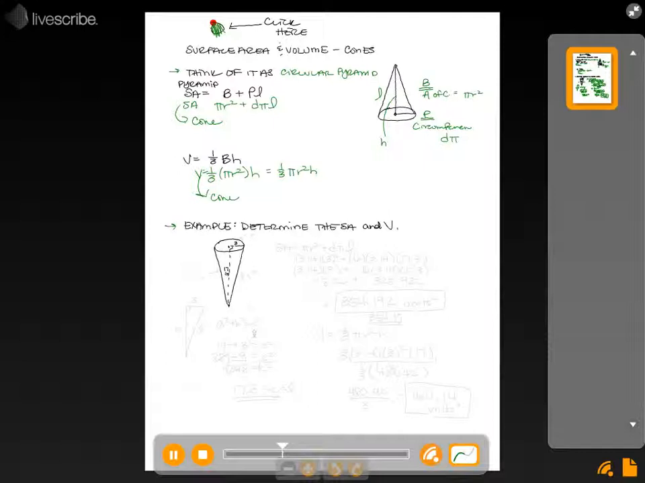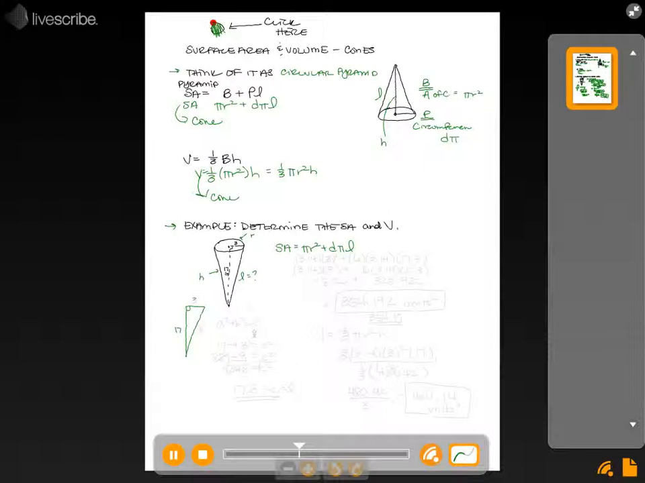So for our example here, we're going to determine the surface area and the volume of the cone. We're going to do both. We're going to start with surface area. Surface area is pi r squared plus d pi slant height. So look at what our figure has. We've got 3 here, which is our radius. We have 17, which is the height. We don't know L, so we need to figure that out. Remember what we did with a pyramid. We used the Pythagorean theorem. We can do the same thing here. Use Pythagorean theorem to find the slant height.